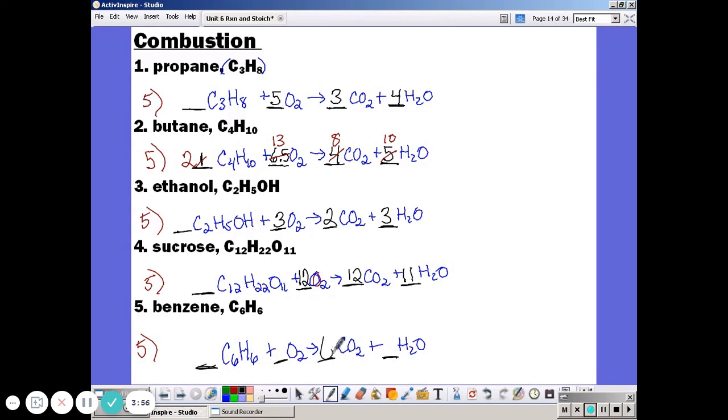6 times 2 is 12, plus 3 is 15. What times 2 is 15? 7.5. This is a 1. Because I have the 0.5, I'm going to multiply everybody by 2. And we're balanced.